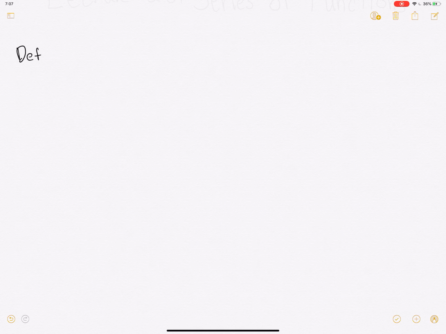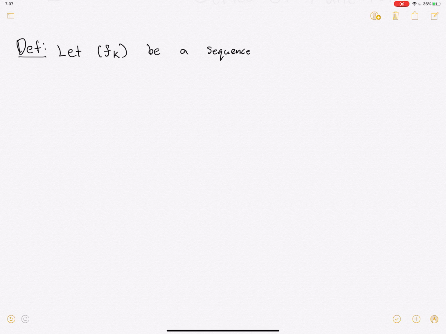Okay, so let's define things. What is a series of functions? We looked at sequences of functions, now we're going to do series of functions, similar to how we looked at sequences of real numbers and then series of real numbers. So let f_n be a sequence of functions from a subset A of R^n to the set R^m.